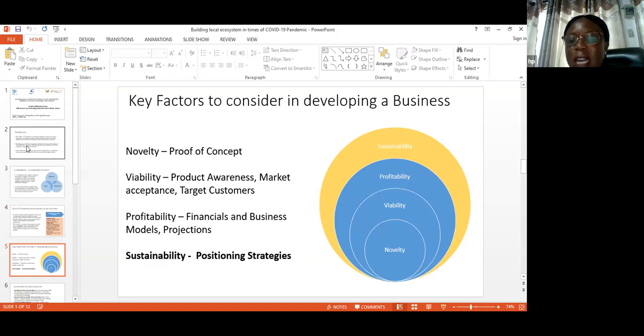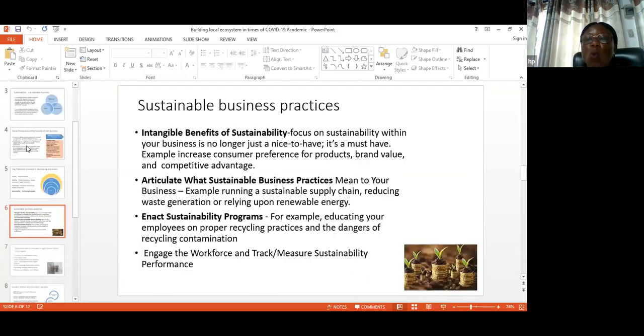So even as you are conceptualizing, looking at the novelty, the new thing that you want to bring up, the viability, that is the economic part of it, and also creating market awareness, making sure that you target the right consumers, you are also putting in place some sustainable strategies to be well positioned in the market. And this, as I mentioned earlier, would have a lot of implication for the business. So sustainable business practices will then look at intangible benefits of sustainability, focusing on the sustainability within the project, which is not a nice thing to do, but it is a must have or must be done.